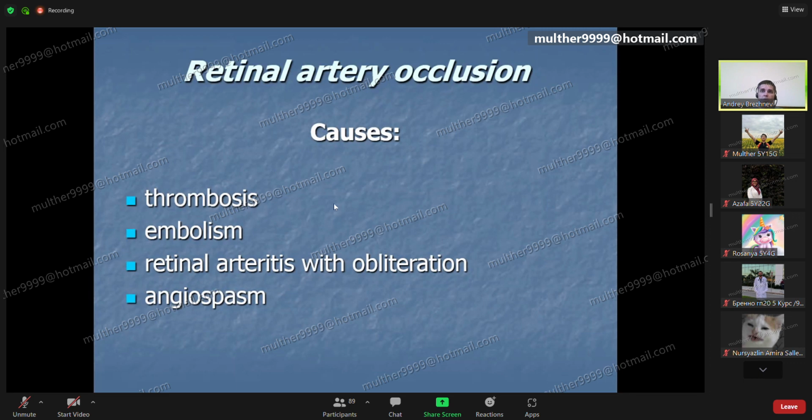be cardiac in origin. Then retinal arteritis, inflammation of the walls of the retinal arteries with obliteration. Then spasm of the arteries is a rare cause of retinal artery occlusion. It is commonly associated with amaurosis, blindness.